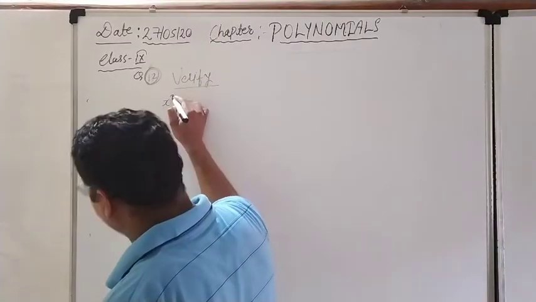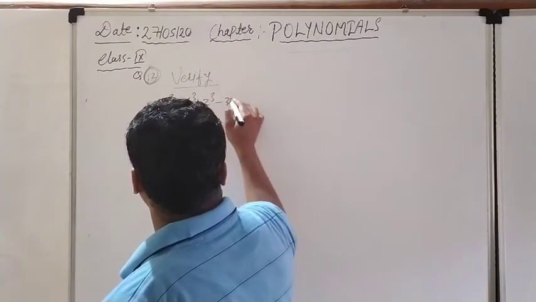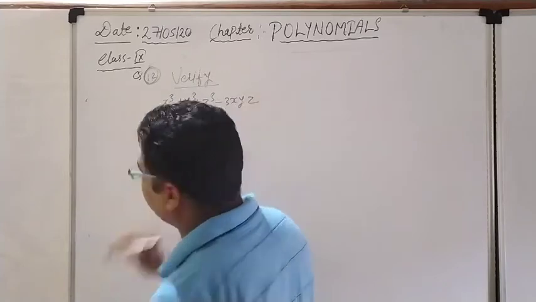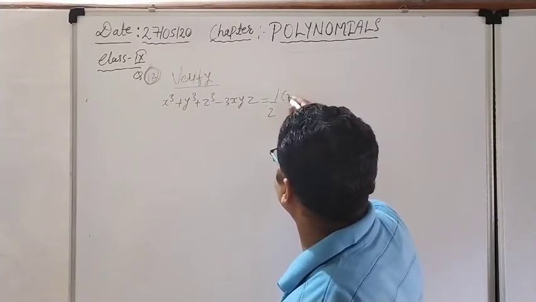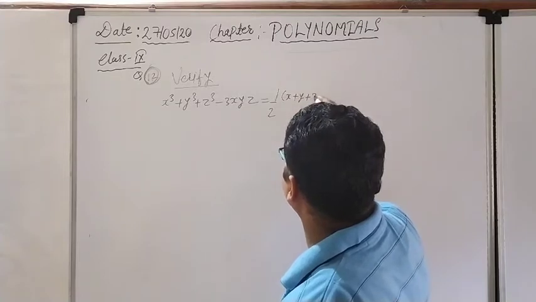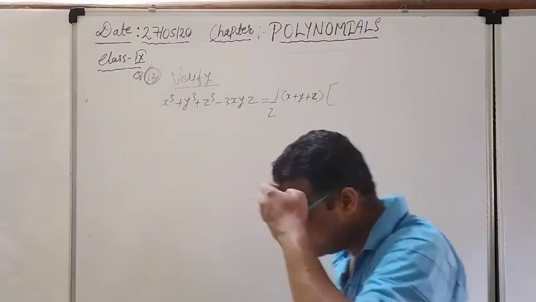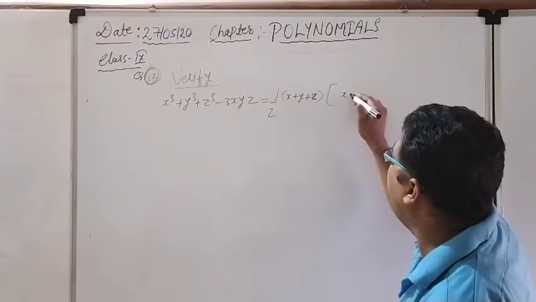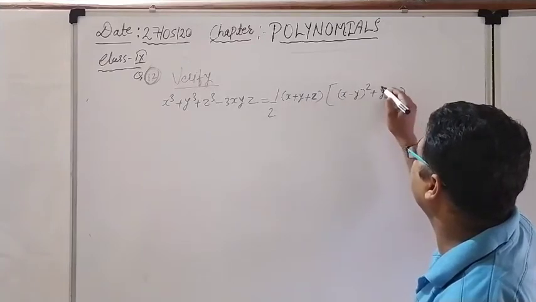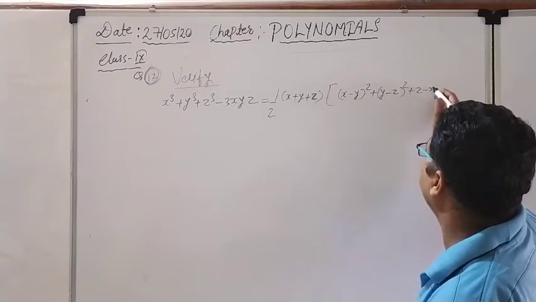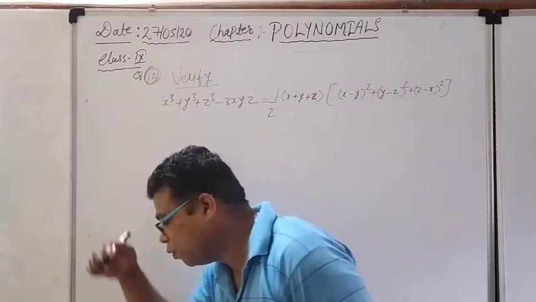This is x cube plus y cube plus z cube minus 3xyz. Same format is there, but we have to prove this is also equal to 1 upon 2 into x plus y plus z, and after that, inside the other bracket, x minus y whole square plus y minus z whole square plus z minus x whole square. This is the thing that we have to prove.